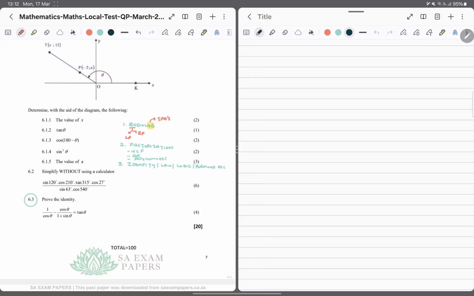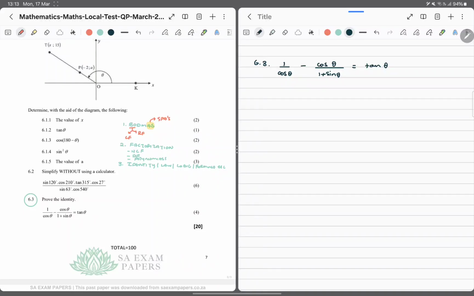So let's have a look at this question 6.3. Now we have to prove the identity, and obviously what we are given is 1 over cos theta minus cos theta, divided by 1 plus sine theta equals tan theta.